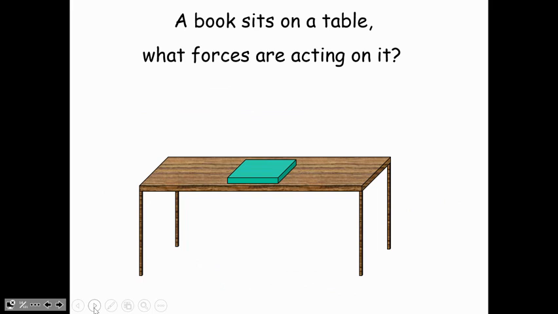Let's try out a couple of examples together. A book sits on a table. What forces are acting on it? So in this case, we're drawing a free body diagram for the book. So we have to think about any force that the book is feeling. Well, is there anything making contact with the book? Why, yes, there is a table underneath the book.